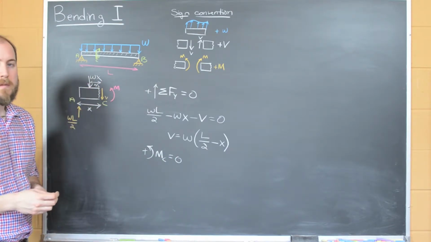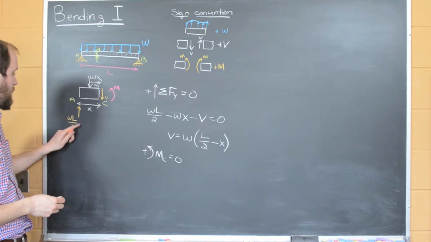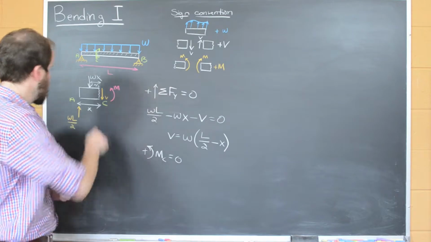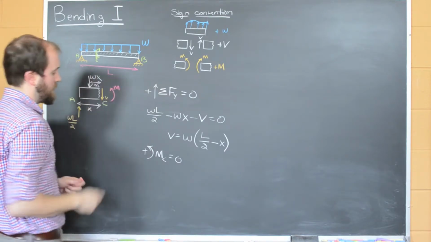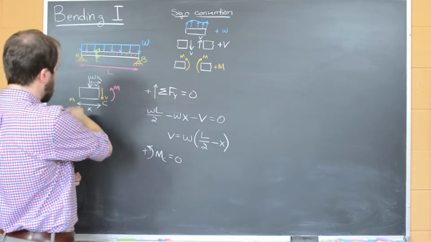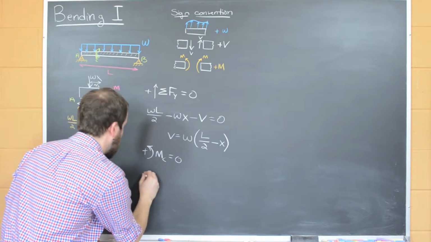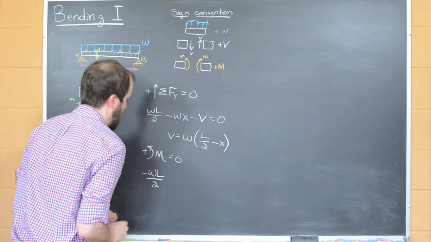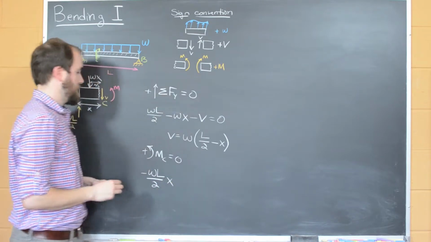And so for our moments about C, we have this WL over 2, and that's going to be times the distance x. This is going to cause a clockwise rotation, which means it's going to have a negative sign out front. So we have negative WL over 2 times x. That's the arm.